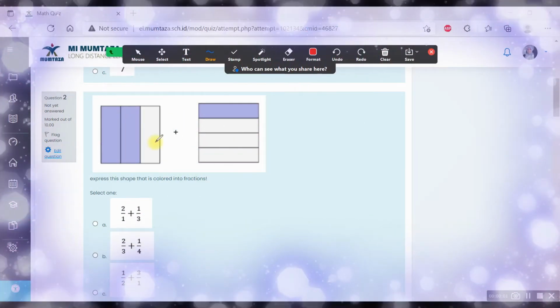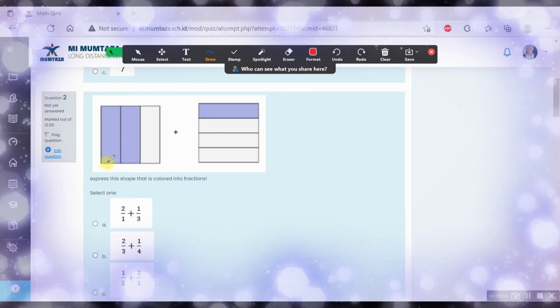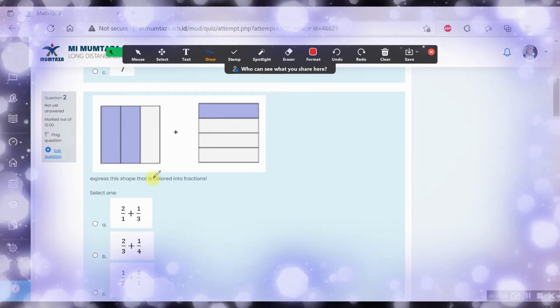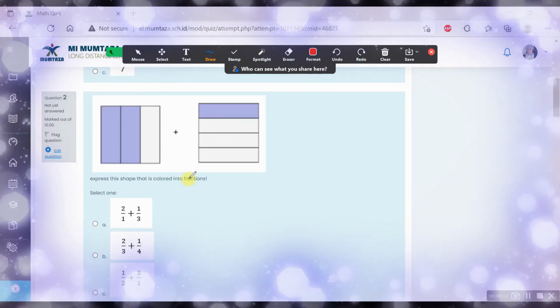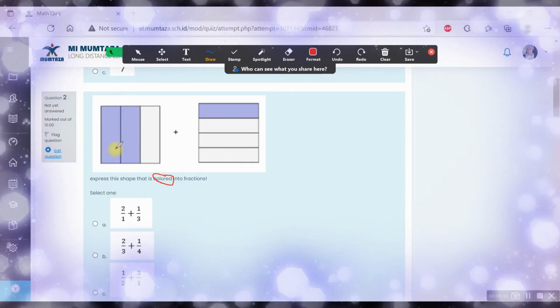Okay, number 2, it's about fraction of the shape. Express the shape that is colored into fraction. So we can look at the colored parts. The first shape, how many parts are colored? 1, 2 parts, and then how many parts all together? 1, 2, 3. So the fraction for this shape is 2/3.